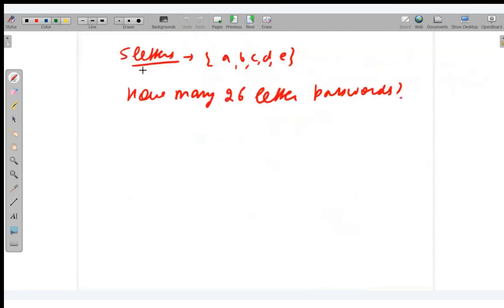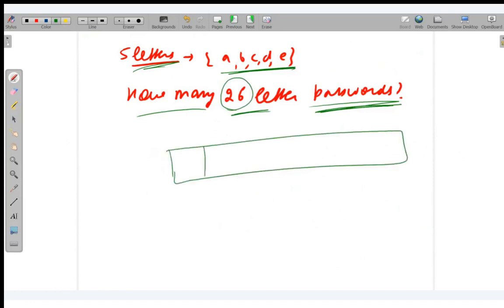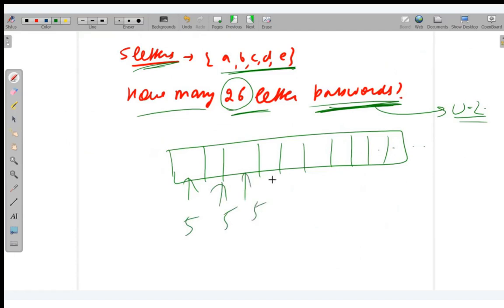So there are 5 letters A, B, C, D, E. How many 26 letter passwords are possible? By common sense, I think you have got it now. 26 letters, so you will make 26 boxes. At the first place, since it is a password, that means unlimited repetition. Unlimited repetition means first place 5 choices, second place 5 choices, third place 5 choices, and so on.